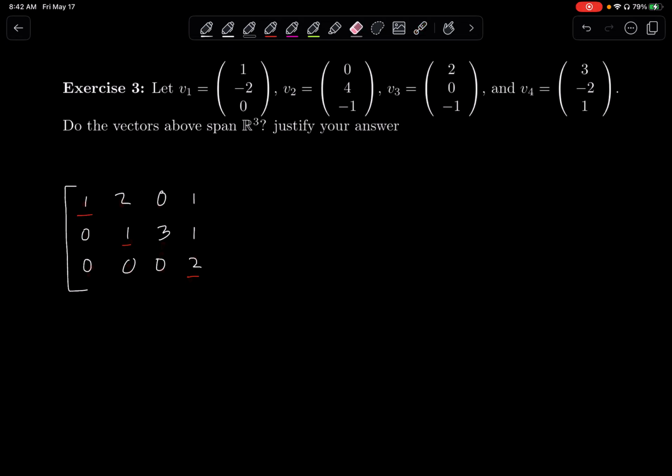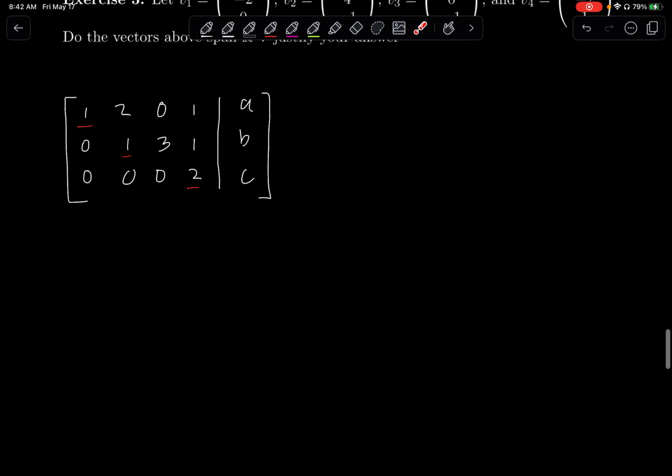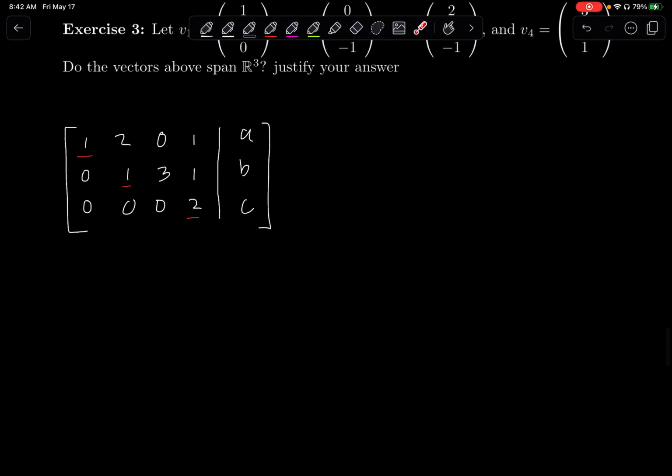So let's augment this matrix with the vector a, b, c, where a, b, and c are all real numbers. Let's try and solve it, or just look at it conceptually. If I have this equation here, 2x4 is equal to c, let's actually write it down. So 2x4 is equal to c, then x4 is equal to c over 2.